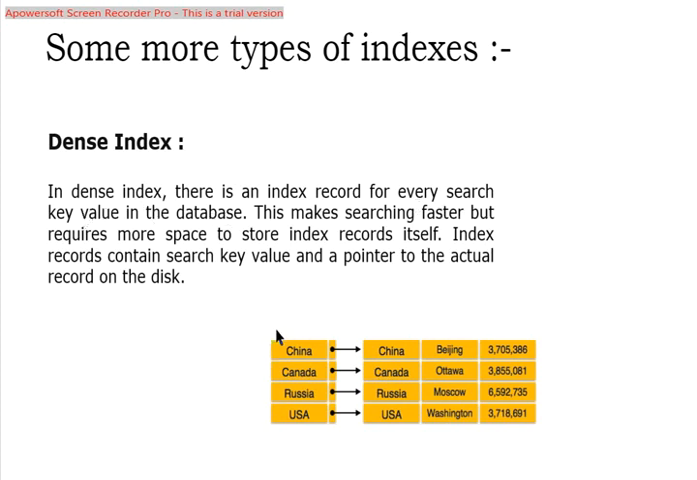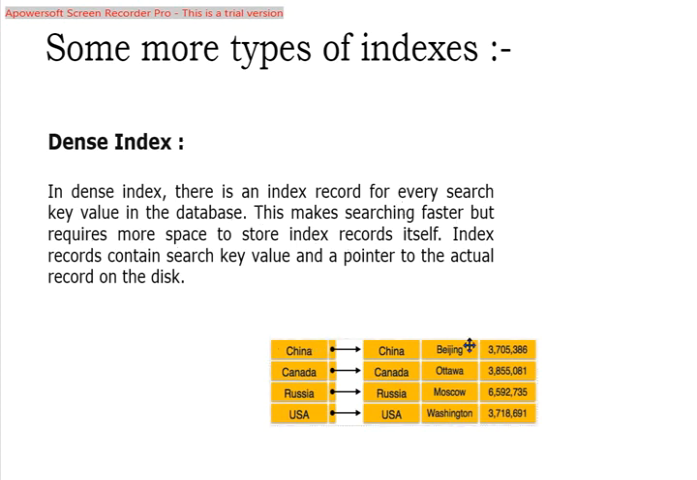Index record for every search key value in the database means that if you consider this particular example, here China is assigned an index which points to China, and inside that it points to another piece of data which is Beijing, and inside that there is another type of data which shows information regarding population. By this example, you may note that in a dense index, there is an index record for every search key value in the database. This makes searching faster but requires more space.